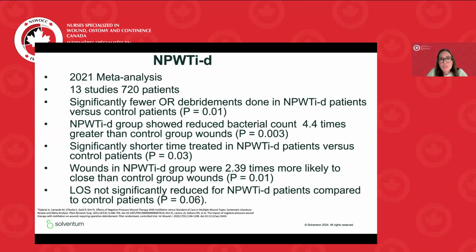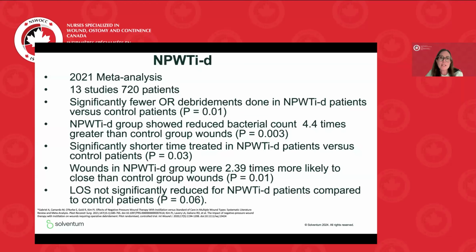The negative pressure wound therapy group also showed reduced bacterial count, which makes sense. We know that the traditional negative pressure is going to pull that exudate and pull the bacteria, but now we've added the fluid that seeps in and can kind of wash that out and pull it out. And we'll talk about which solution to use here in a minute.